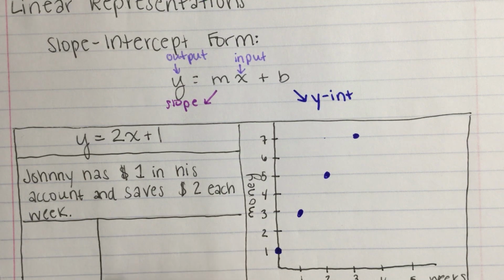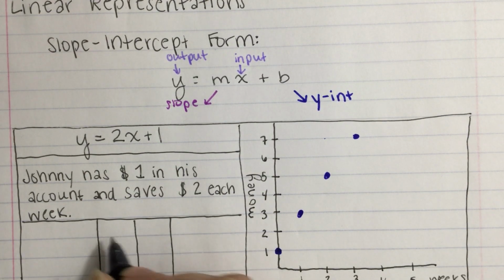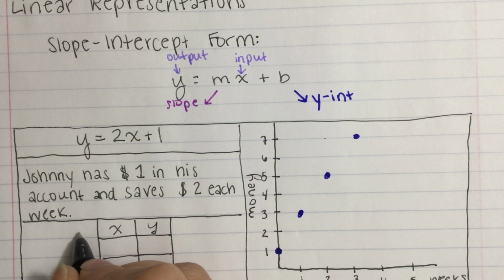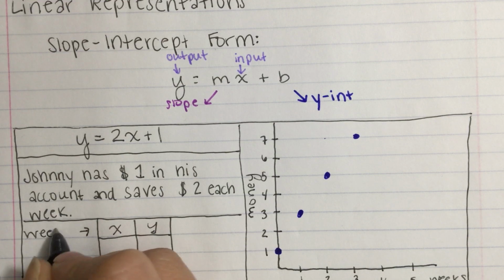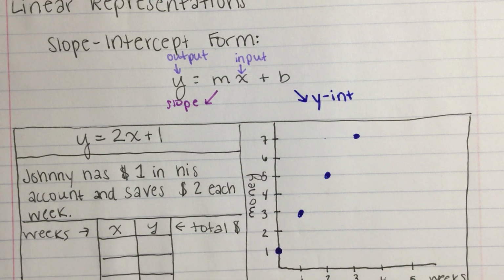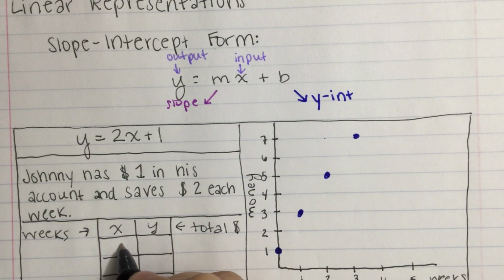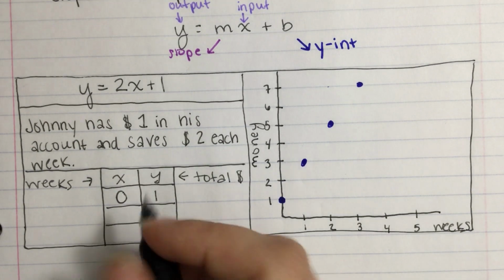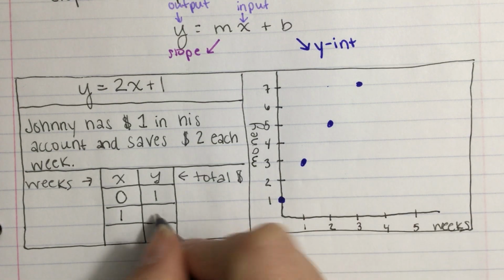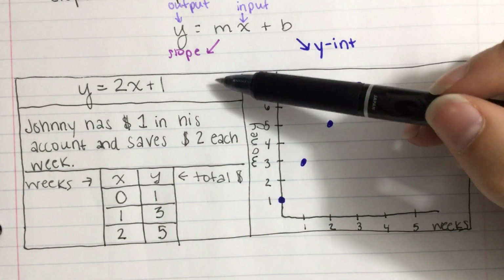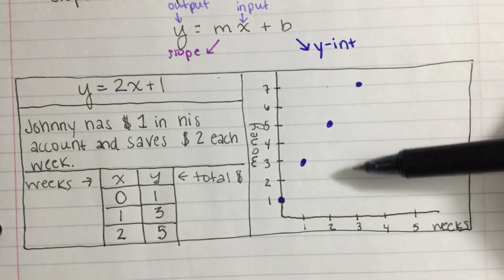And if we were to look at that in a table, x, y, where x is weeks, and y is total money. Like I said, at the beginning, week 0, he's got $1. But after week 1, he now has $3. And week 2, he now has $5. So that would be my 4 representations. We've got our equation, our story, our table, and our graph.